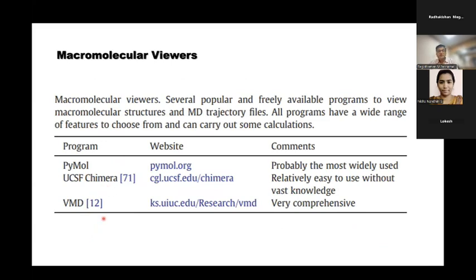So what Nisha, my PhD student, is going to show you is using VMD. Yes, Nisha, will you show Chimera or VMD or PyMOL? Which one are you going to show? I'll be using VMD to demonstrate it. Okay, you have to be a bit louder when you speak. Okay, so she is going to show the demo in VMD.